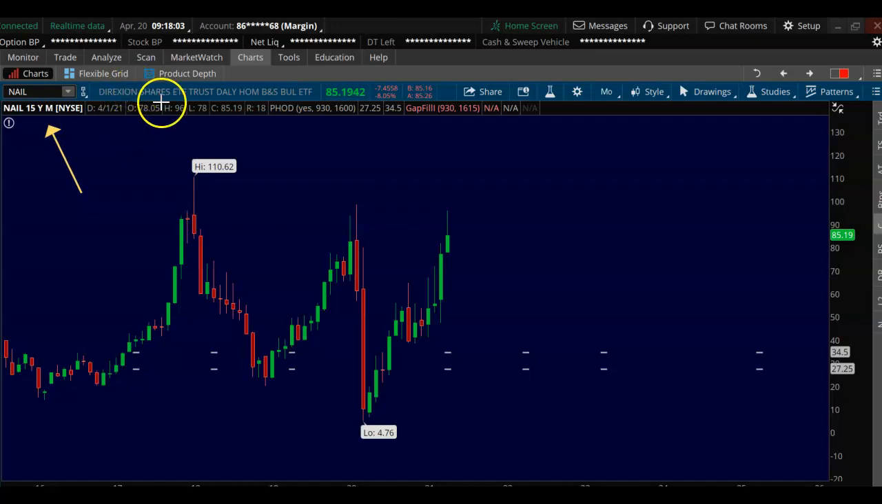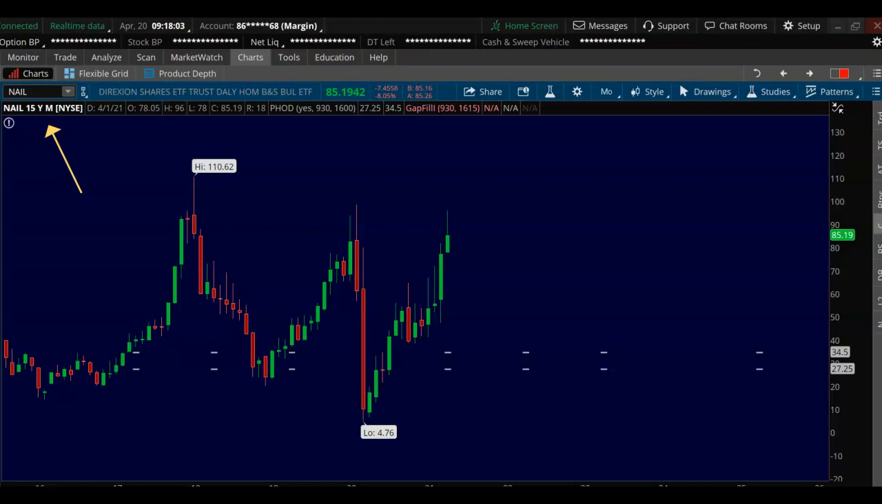So Nail is a direction, or a direction, I'm going to say that incorrectly. The 3x Home Builders ETF. Okay, so this ETF has within it home builders. If you go and take a look at this, you can see different home builders in this ETF.